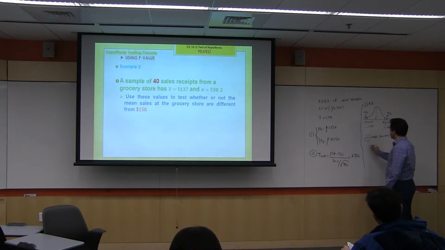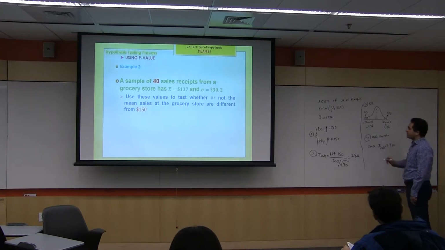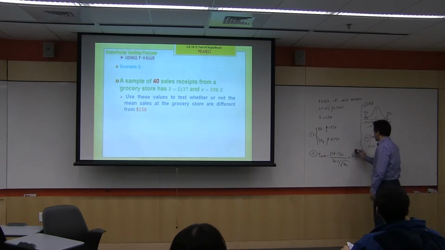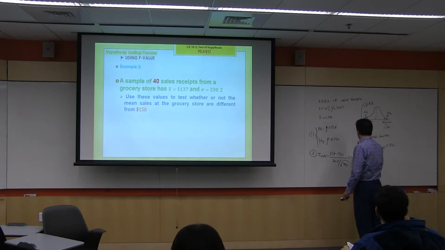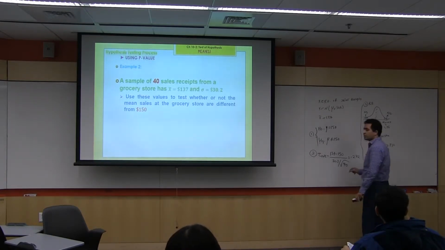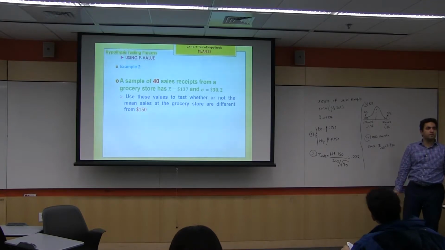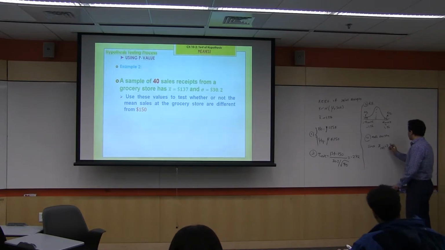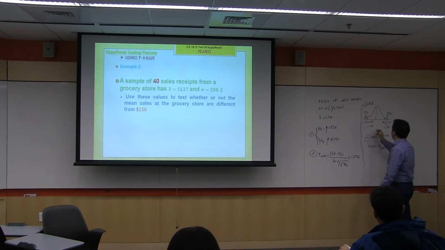What do you conclude? Since Z-calc falls where? Are you sure about this Z-calc? Sir, it is minus 2.7. Do you want a negative 2.72? I need one of you guys to recalculate this again. So negative 2.72, huh? So since Z-calc is negative 2.722, it falls where?